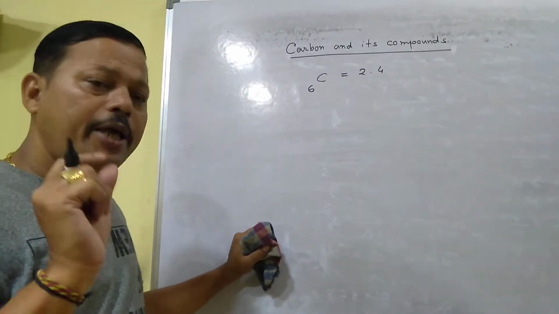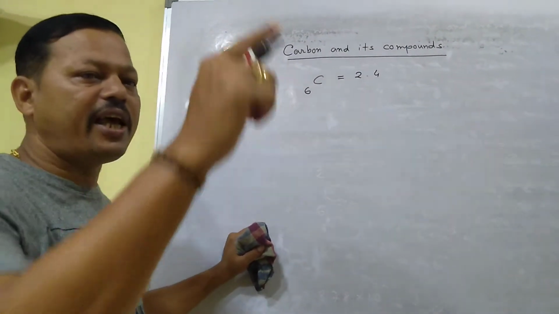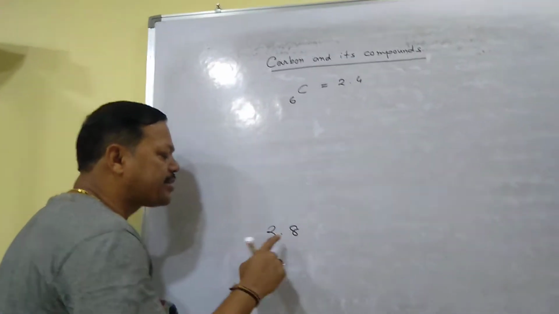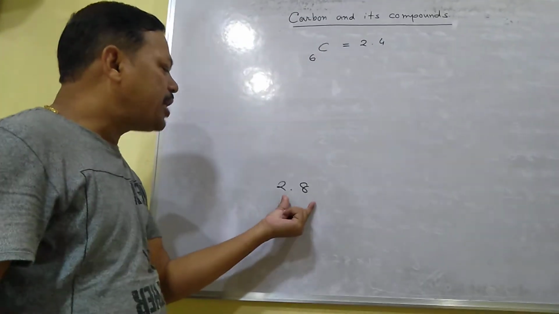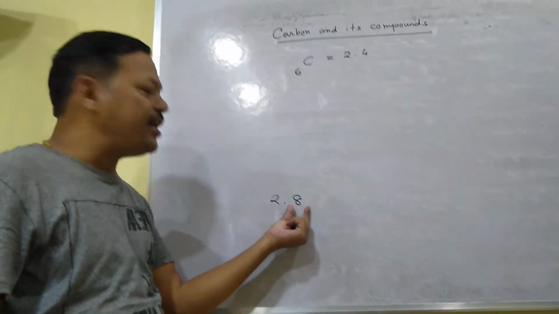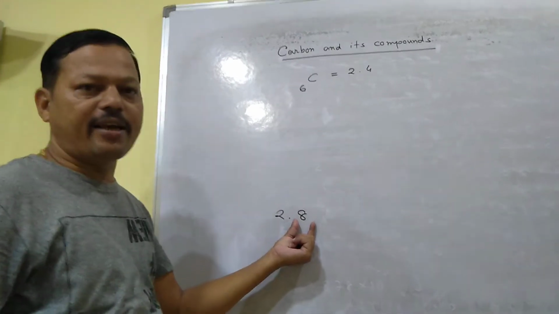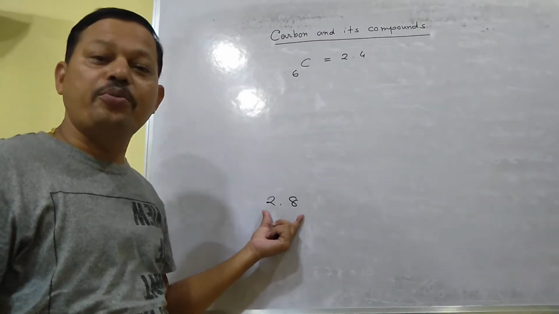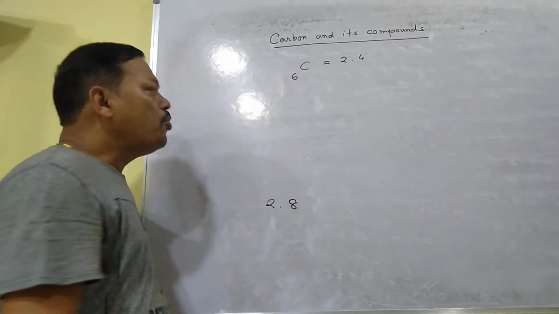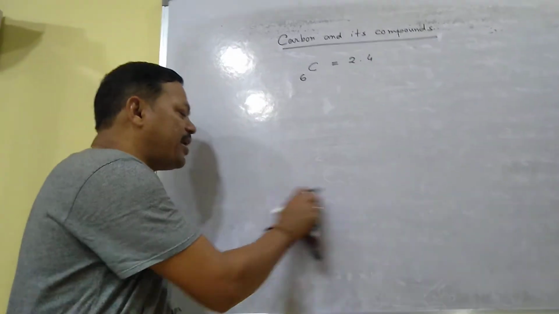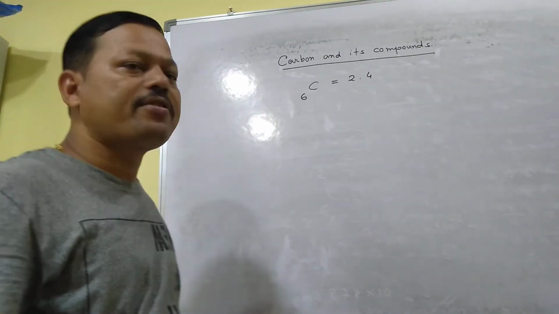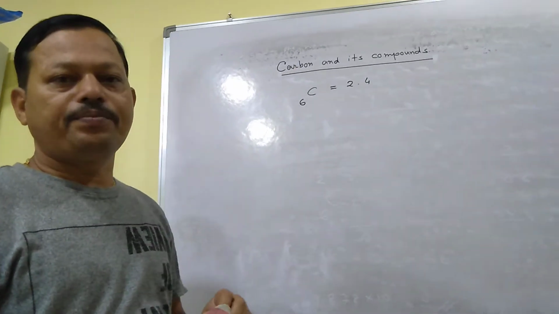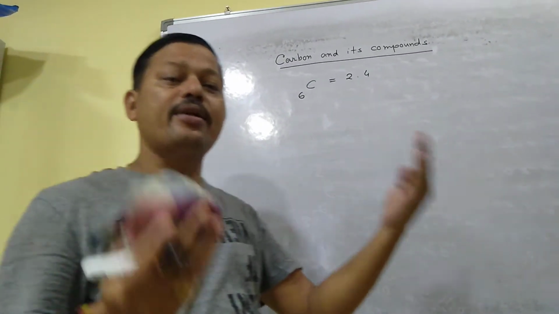As you know, if an electronic configuration contains 8 electrons in the outermost shell, suppose 2, 8, this type of configuration which contains 8 electrons in the valence shell is said to be the noble gas configuration, and the configuration is said to be stable. Now carbon contains 4 electrons in its valence shell, and due to the presence of 4 electrons, its configuration is unstable. To make it stable, every atom tries to get the stable form.